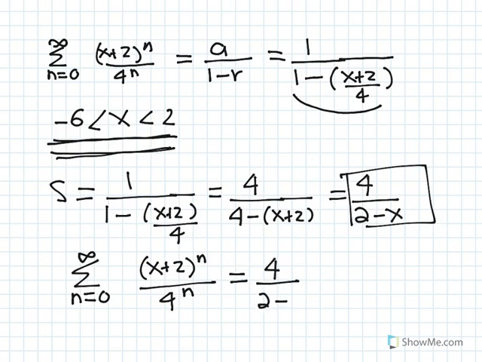So we actually have a closed form for the summation of this infinite series. If you were to expand out this series, it sums up to 4 divided by 2 minus x for these values of x.